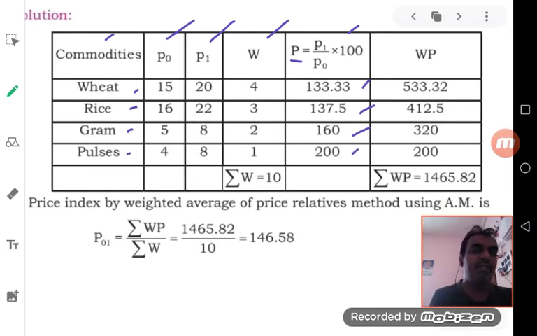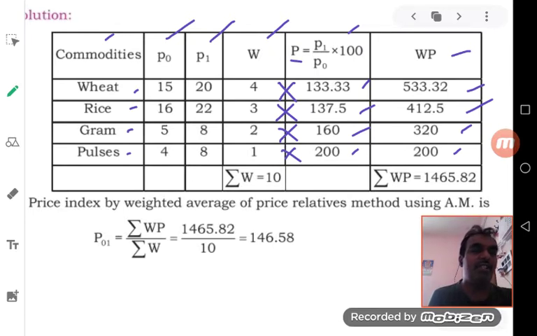Once you get all the price relatives, go to the last column, that is WP, weights into price relatives, that is weights multiplied by price relatives. So you have weight 4 for wheat and price relative 133.33. 4 into 133.33 you should be getting 533.32. And for rice 3 into 137.5, you should get 412.5. 2 into 160 for gram, that should be 320. And for pulses, 1 into 200, it should be 200 only.